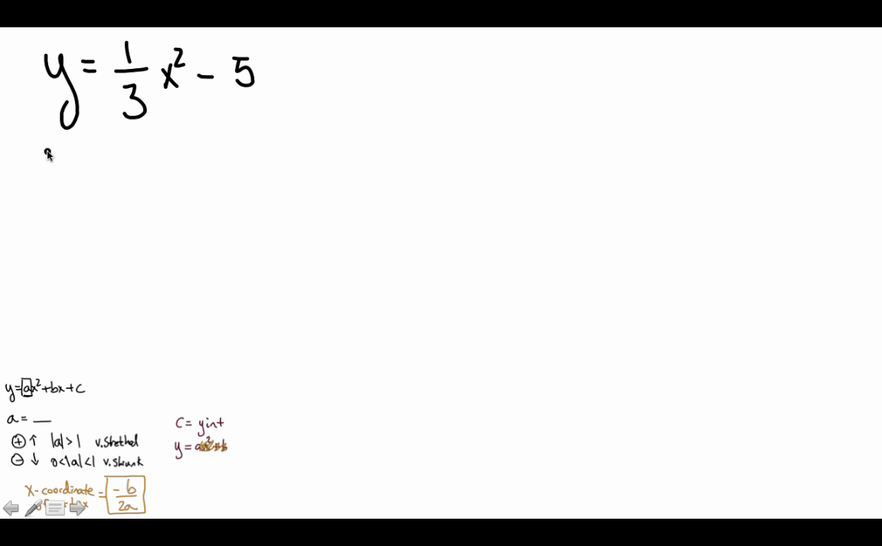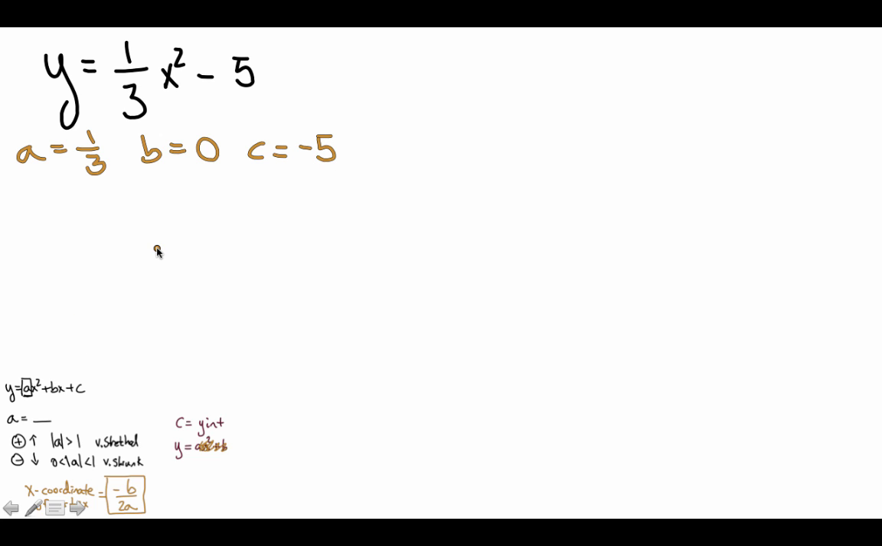Start the same way we start every single quadratic function. Write down our values. A equals 1/3. B equals, be careful, 0. There is no x term, so B is 0. And C must then equal -5.